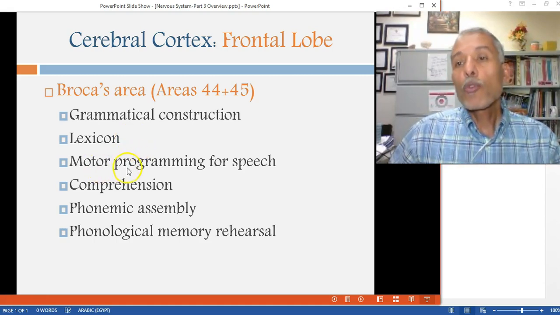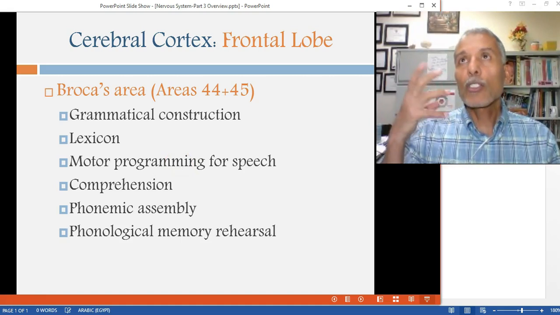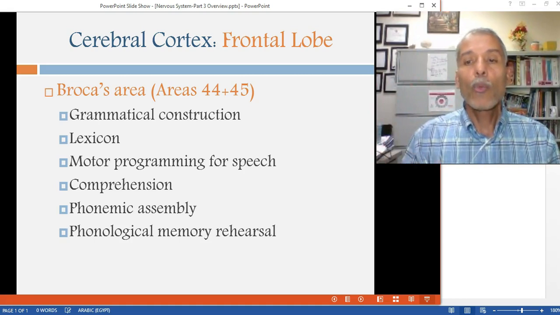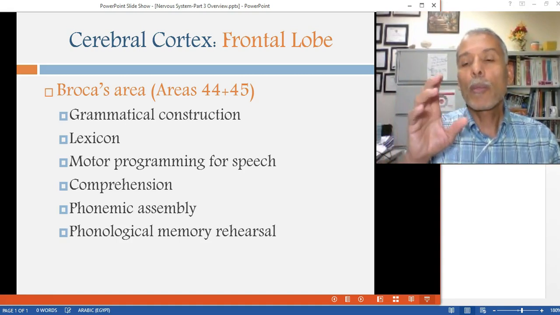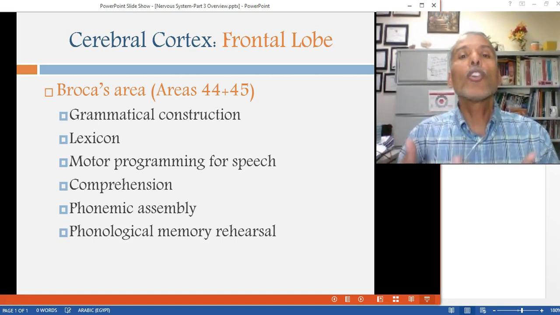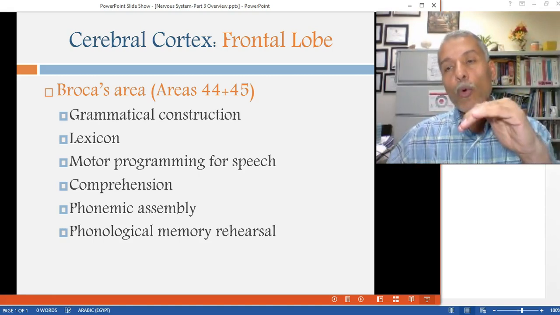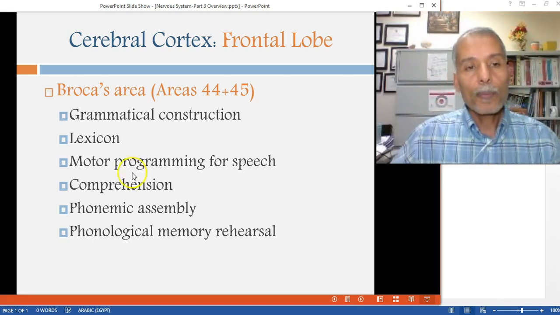It is important for the programming of motor speech production. When you speak, it helps construct a map. It works with other areas, with the supplementary motor area, with the premotor area, and the prefrontal cortex, to make a script of what you are going to say before you say it. And then that finally is sent to the motor cortex, and the motor cortex directly activates your muscles.